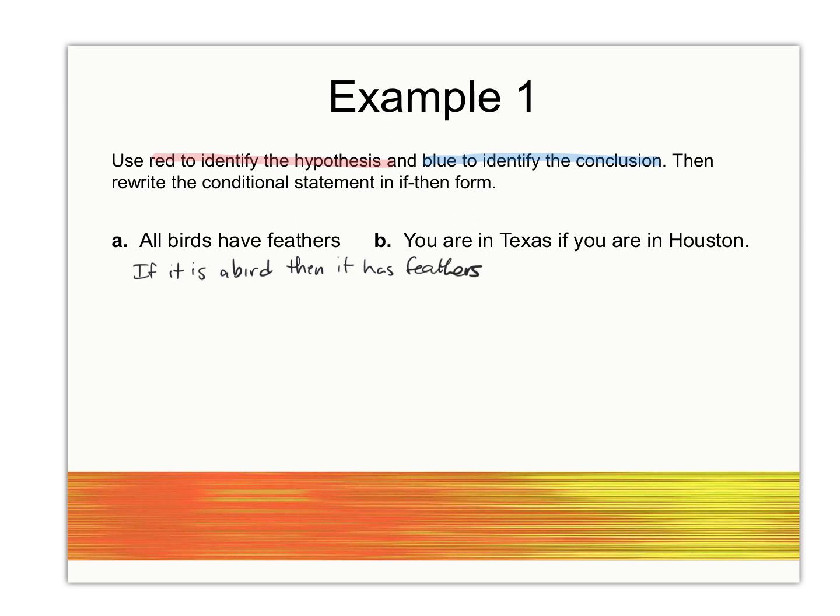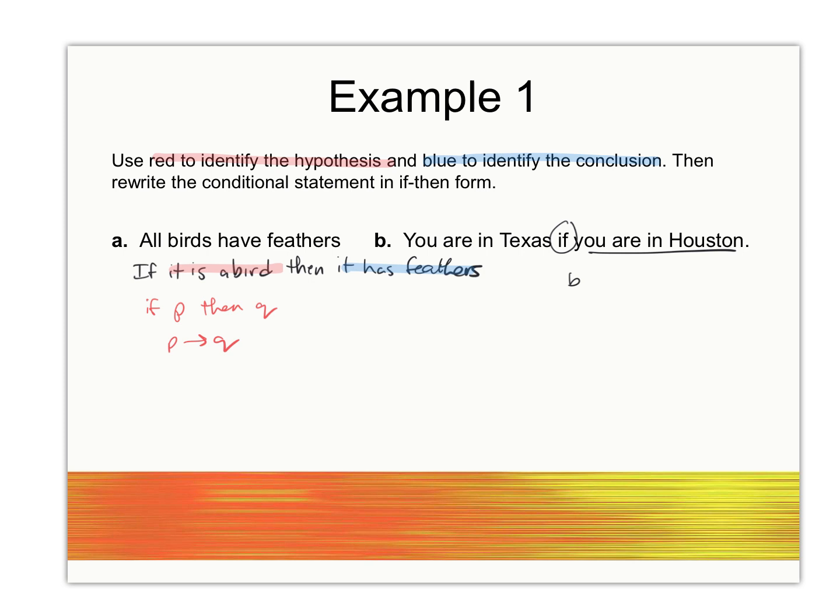right? And so my hypothesis is if it's a bird, then it has feathers, okay? If P, then Q, right? So if it's a bird, then it has feathers. Now we go to B, and we're going to do the same thing with B. B says you are in Texas if you are in Houston. Now here, notice that they actually gave you a statement that had if. It was just written after. It's okay. It doesn't always have to be written in the proper order, right?